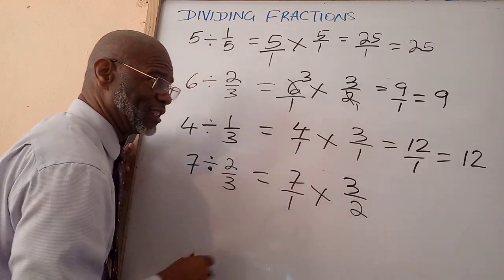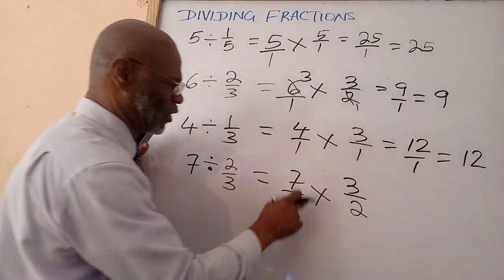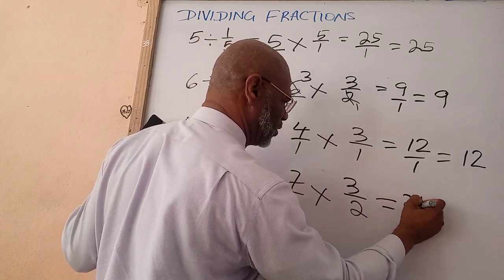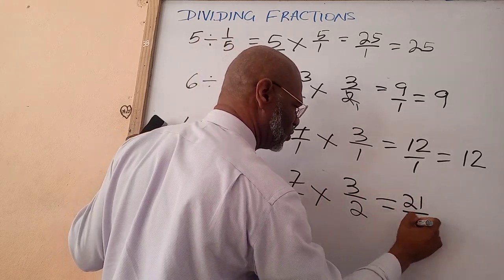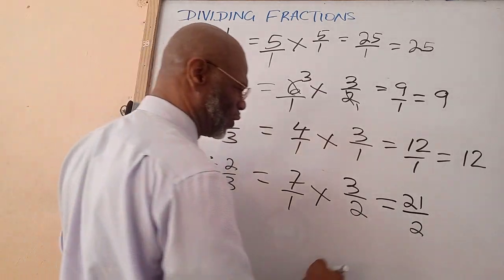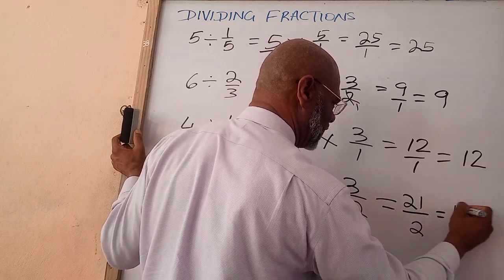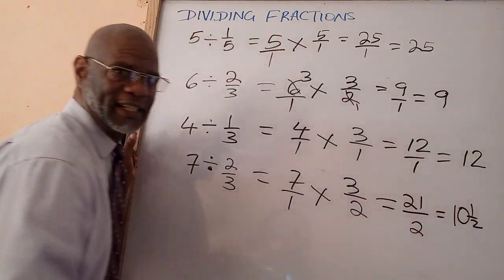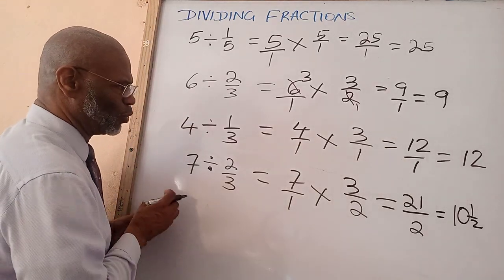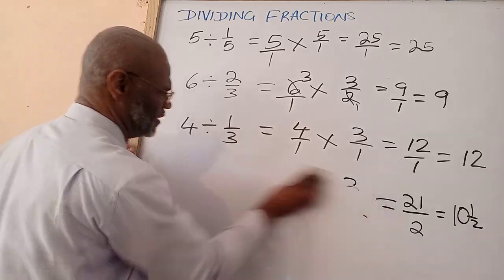In this case, we have no common factors between the numerators and the denominators, so we are going to multiply across. 7 times 3 is 21, 1 times 2 is 2. Then we can now simplify that. So we can divide 21 by 2. 2 into 21 is what? 10 and a half. That's 10 and a half. Okay, now let's do one more. Let's erase this.